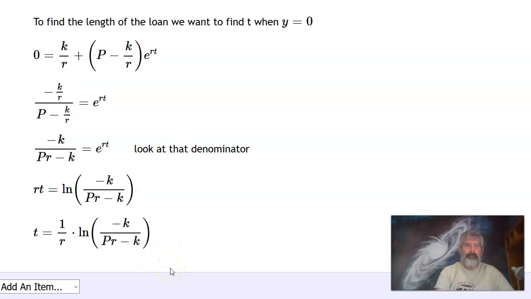But anyway, so there is mortgages and annuities from the point of view of first order differential equations.